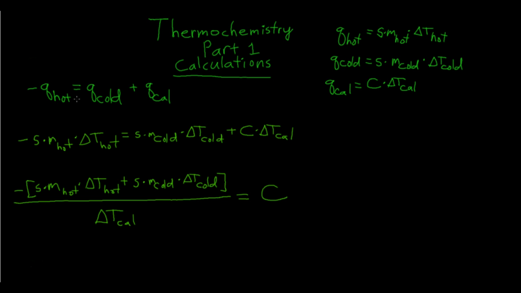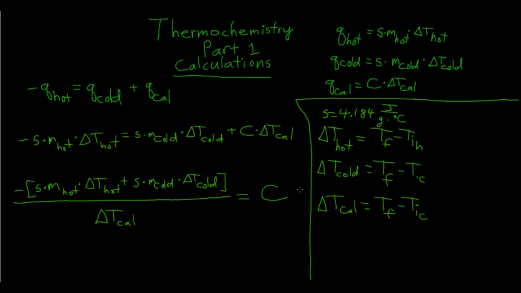So the way we do that is we substitute in for each of the Q's what they mean: S m delta T for the hot, S m delta T for the cold, and C delta T for the calorimeter. Rearrange this equation, solving for the heat capacity of the calorimeter, the calorimeter constant C. We get this equation right here. So in order to plug into this equation and get the heat capacity of the calorimeter, we need to know what these numbers are.